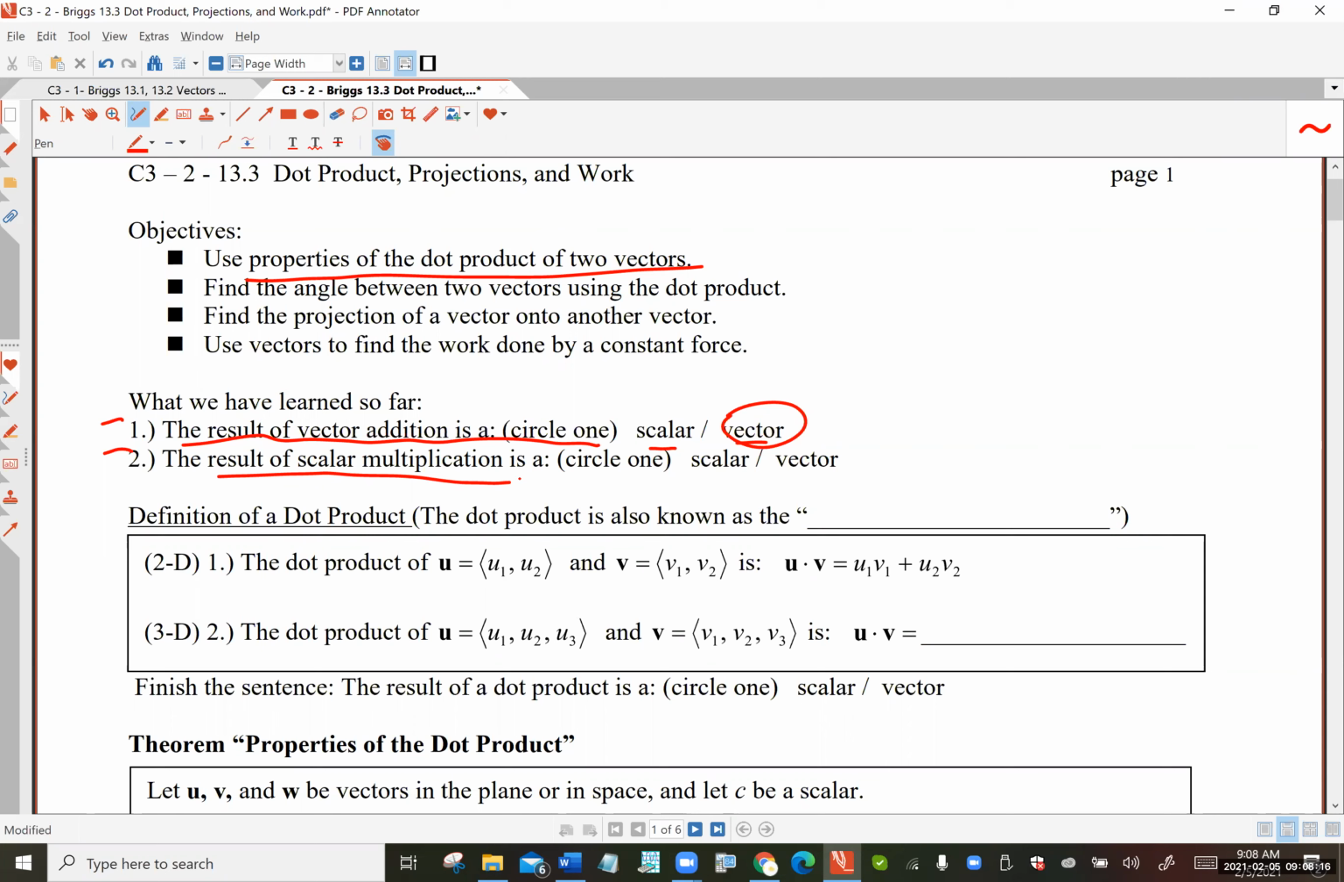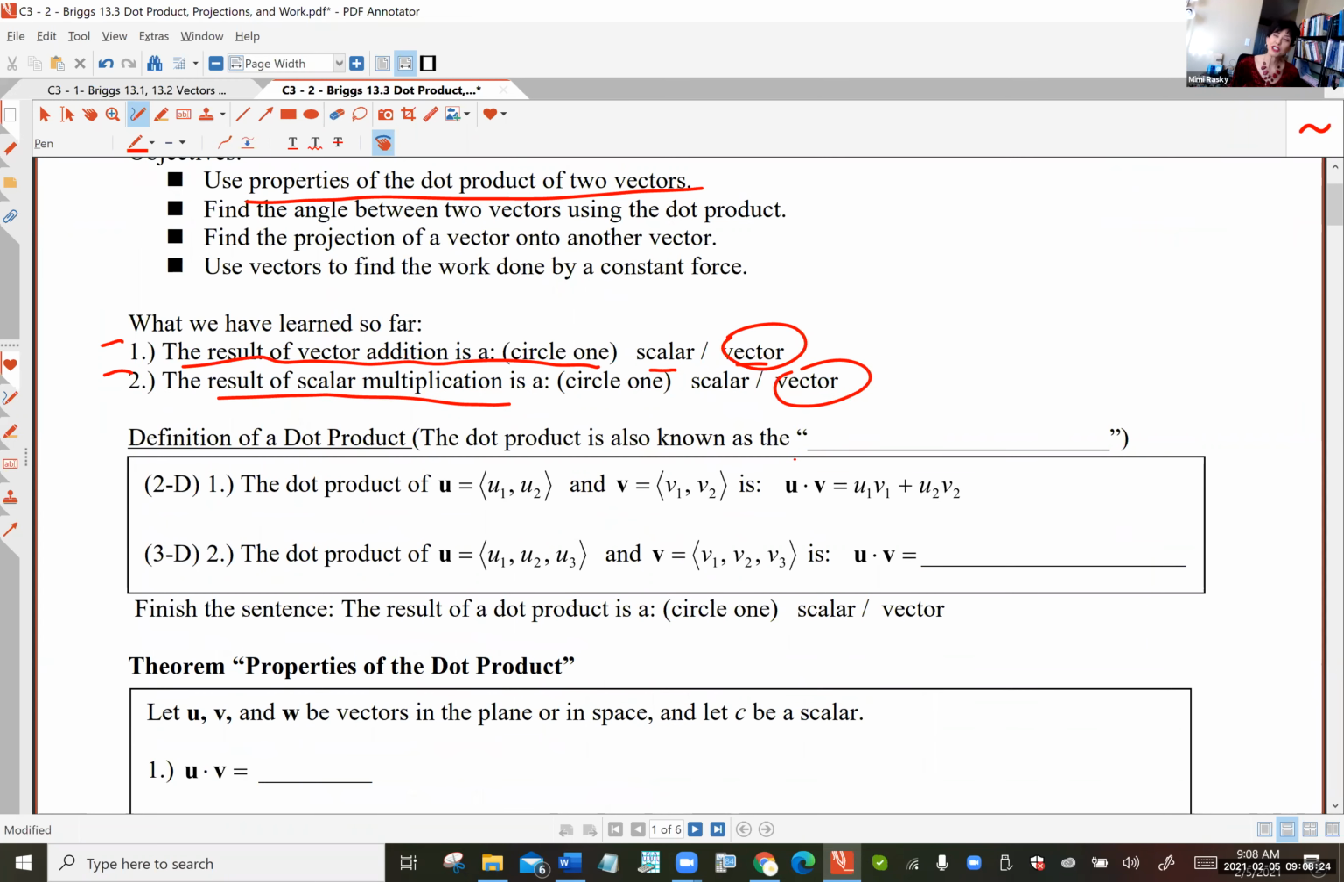A vector. A vector, yeah. So both of them, you get a vector. Yeah, so what? What's the point? Well, watch. Definition of a dot product.